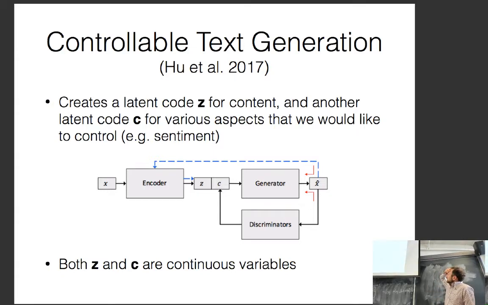I realized that this graph doesn't match with how I remembered the paper, so I won't over speak based on how I remember the paper. But the basic idea is that you have a discriminator that allows you to separate the content and the style by discriminating, either to improve the chance of predicting the style from C or decrease the chance of predicting the style from Z. And these are both continuous variables. So they have a few interesting results on this where they go and modify C to be more like positive sentiment or negative sentiment, and you can generate positive or negative sentiment sentences.